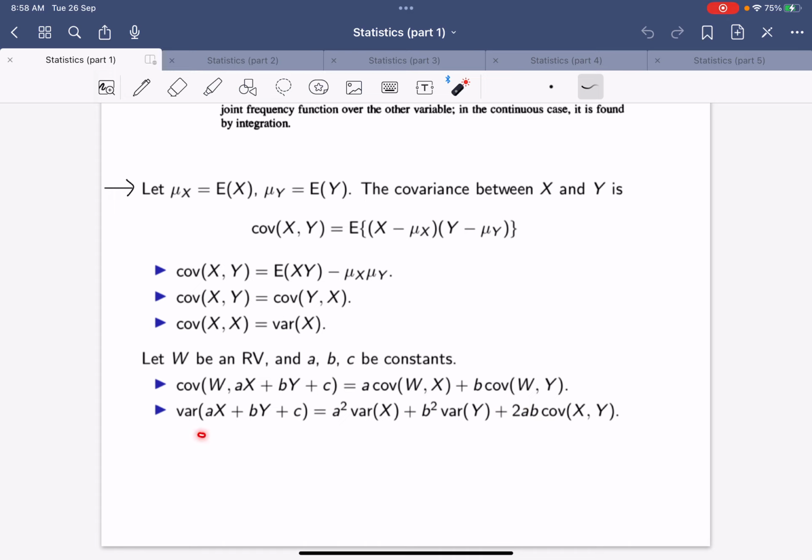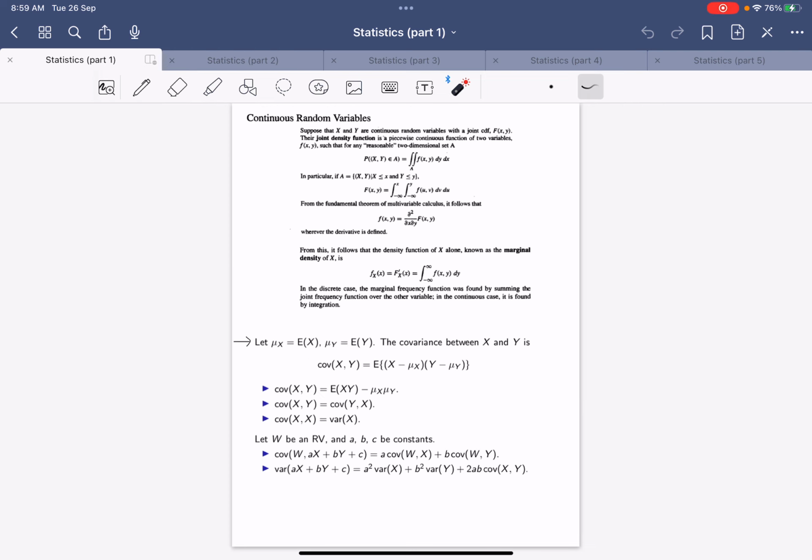There's no spread. So from this formula, you can deduce the variance of aX plus bY plus c by substituting and expanding out again. You should get a squared Var(X) plus b squared Var(Y) plus 2ab Cov(X, Y).